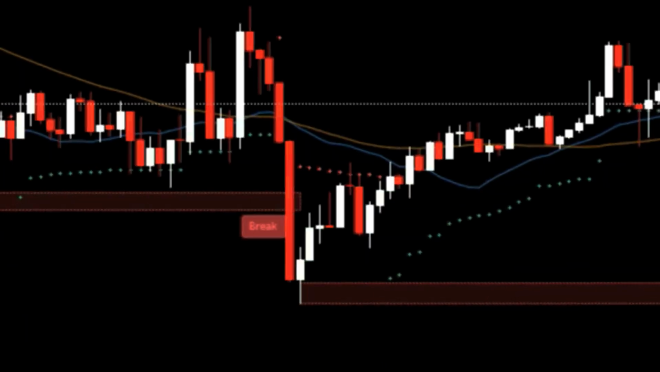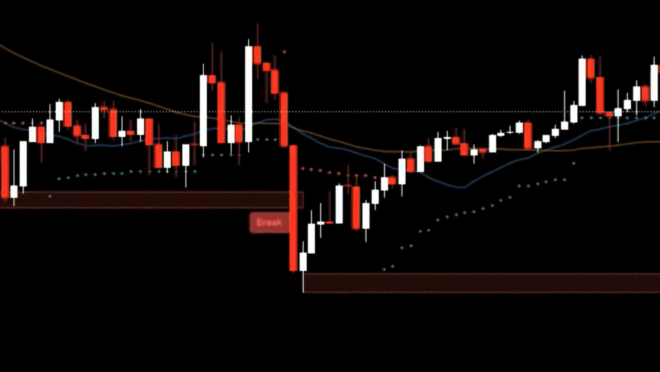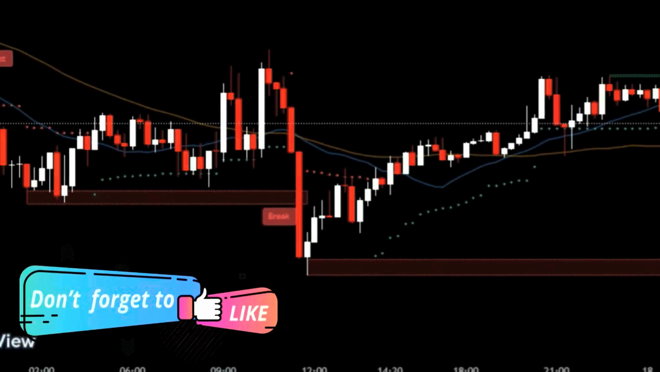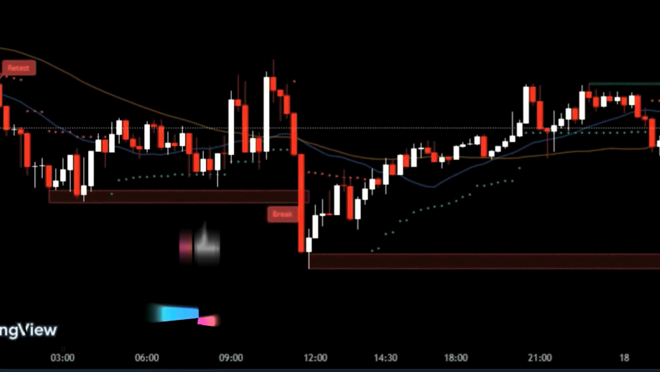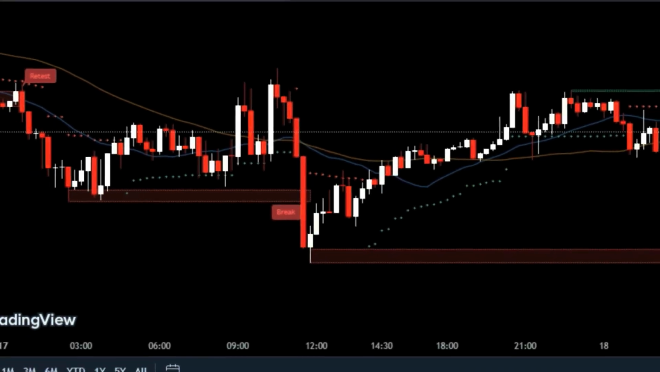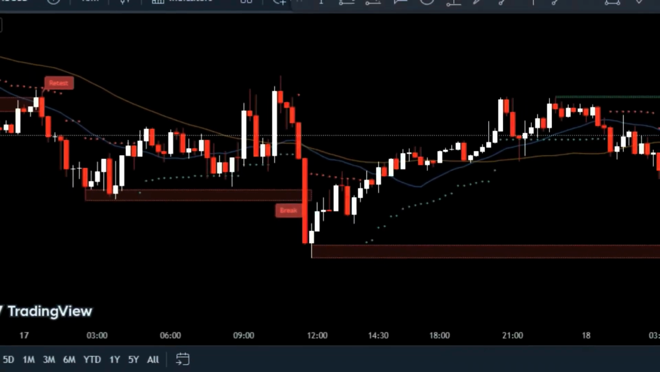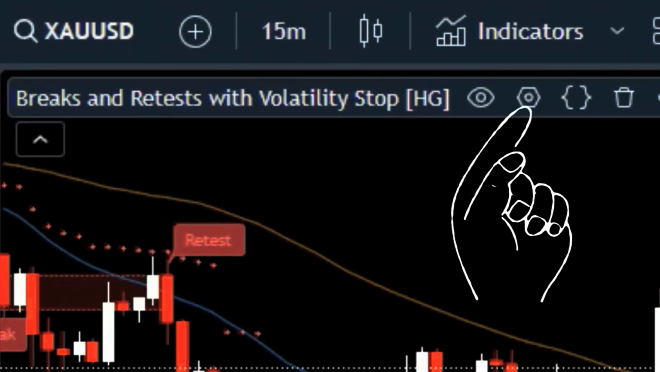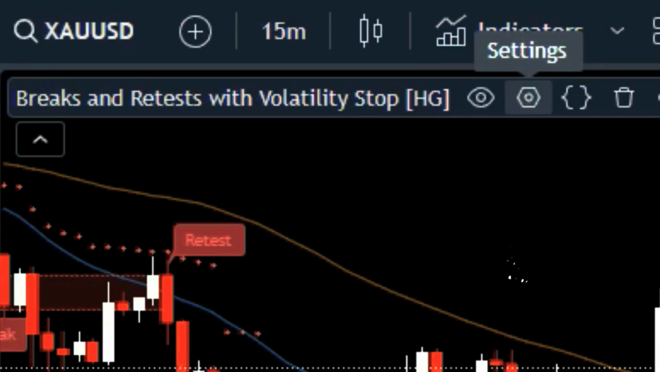Alright traders, we've got the breaks and retest with volatility stop indicator on your chart. And now let's fine tune this baby to match your unique trading style. Don't be shy about experimenting with the settings. It's all about making this strategy work for you. See that little gear icon? Give it a click and you'll uncover a world of customizable settings.